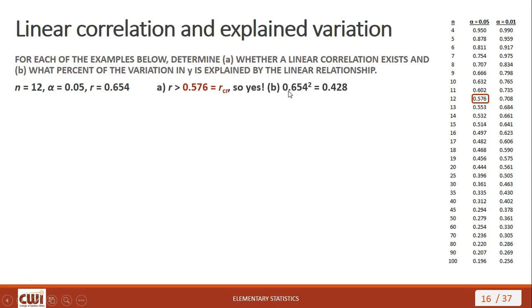If we square our R value, we get 0.428. This tells us that 42.8% of the variation in y is explained by the linear relationship.